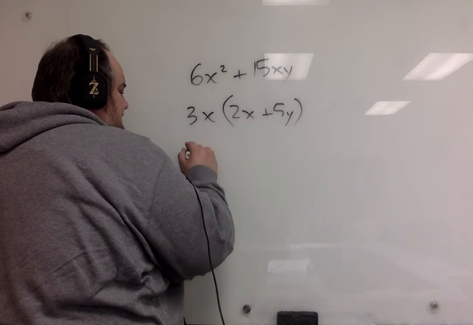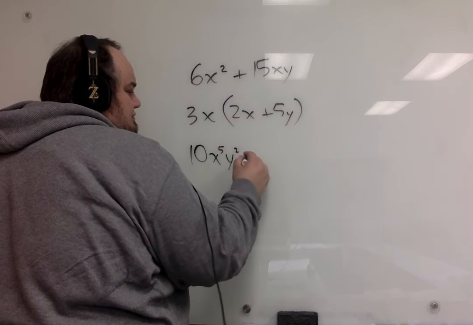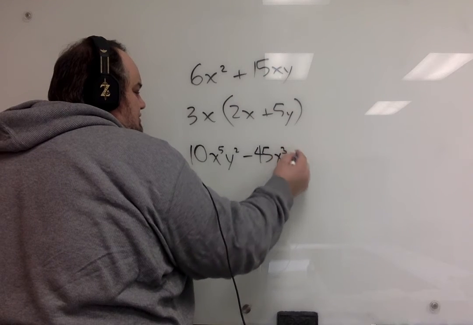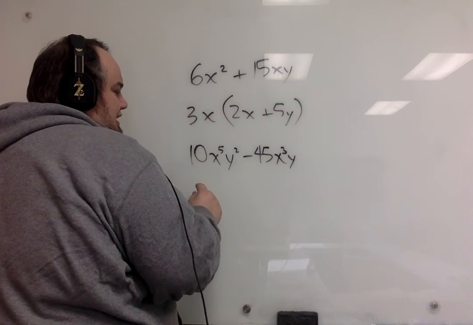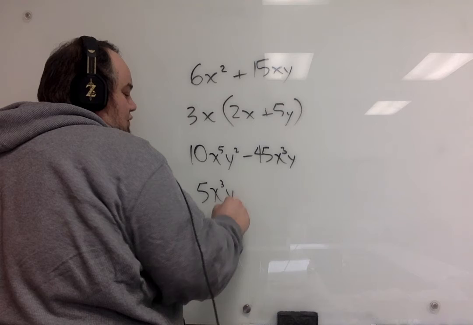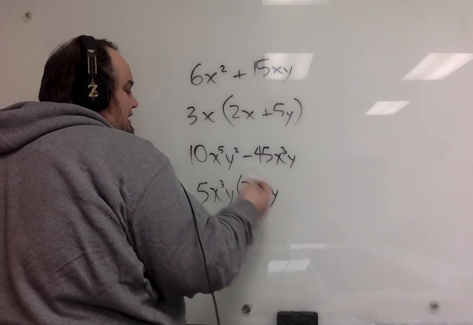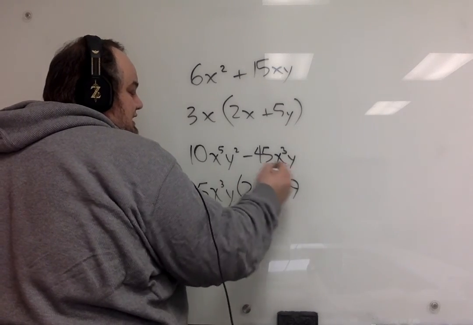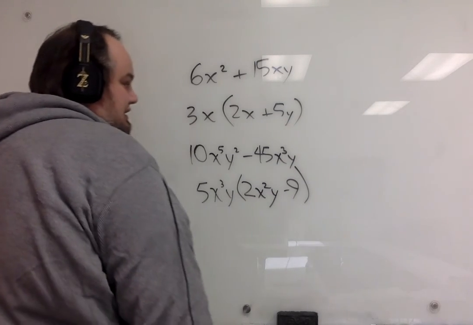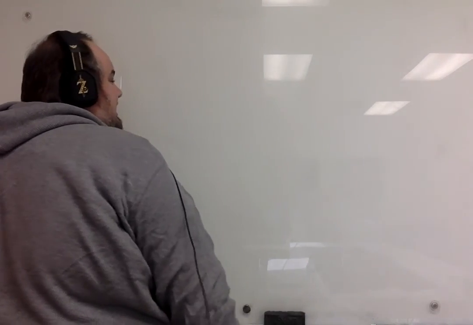All right. What if we had 10x to the 5th y squared minus 45x cubed y? Well, you could factor out a 5, and you could factor out x cubed and y. So we'd end up with 2x squared y minus 9, and the x's cancel and the y's cancel. So it's just 2x squared y minus 9. Okay, just a couple more quick examples so that you can see some of this again in action.